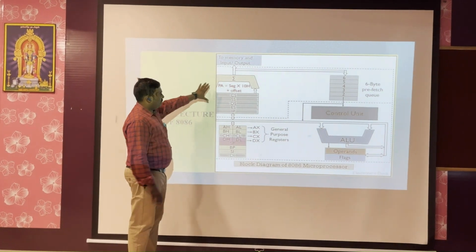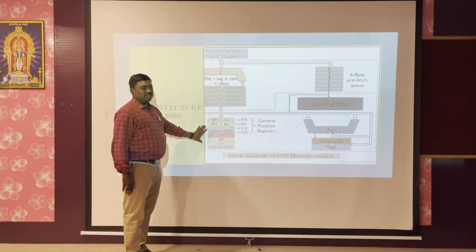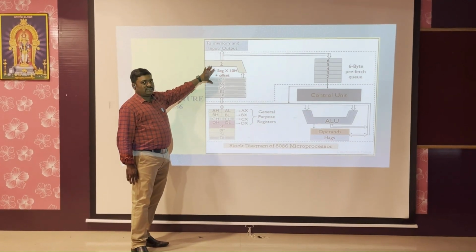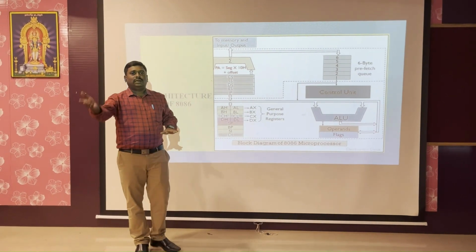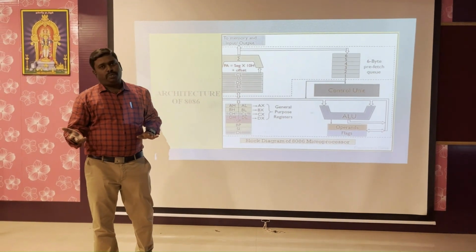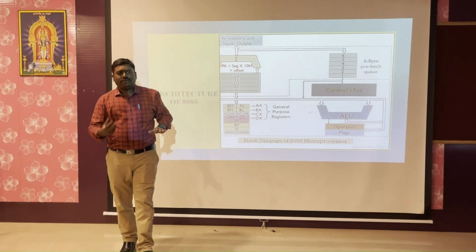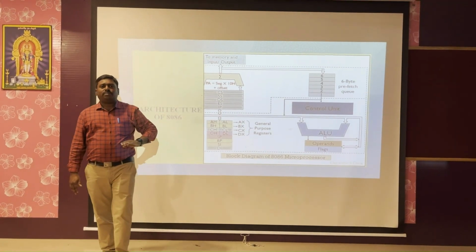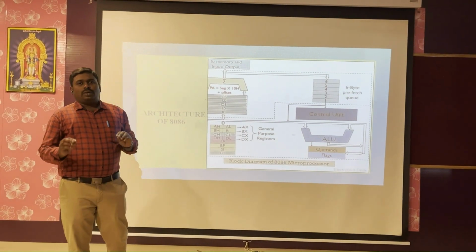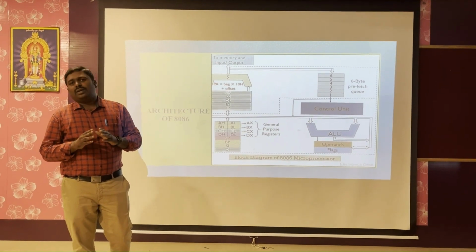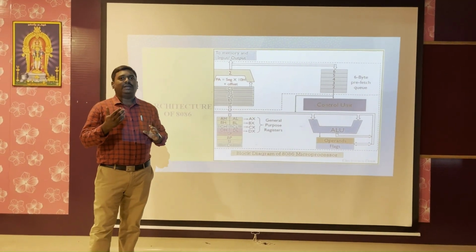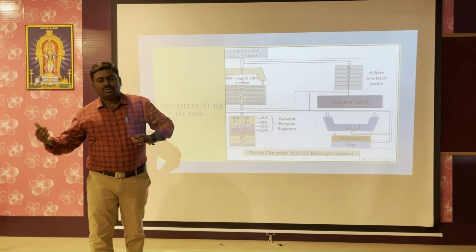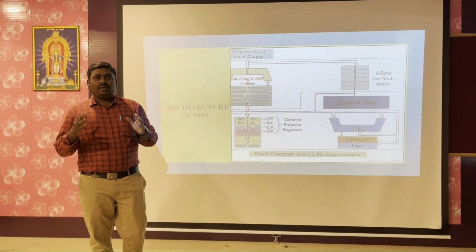I told you already, this unit belongs to the bus interface unit, and this unit belongs to the execution unit. The name itself says that the bus interface unit interfaces the memory devices and the other input-output ports. We get the data from these ports, and it goes to the 6-byte prefetch queue. So the bus interface unit just connects, gets the data from the other devices, and passes it to the execution unit. Here we have pipeline processing.